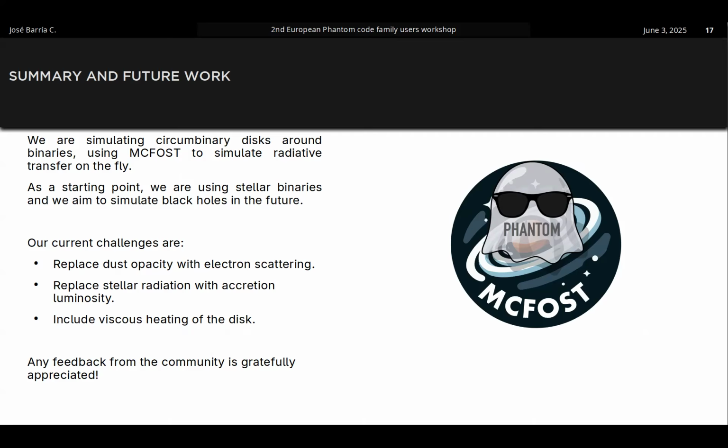It's not only included in the hydro steps, but it can be included in MC-FOST. Yes, it's a little bit subtle. We switch it off in the hydro, but we give it to the radiative transfer, and so it acts as a heating source in MC-FOST, not in phantom.